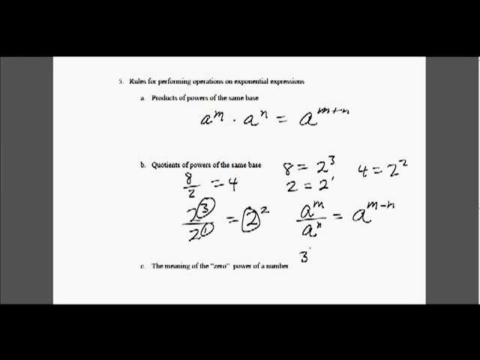If I have this quotient, 3 to the 4th power divided by 3 squared, I can write this in expanded notation. This is 3 times 3 times 3 times 3 divided by 3 times 3. I can now cancel these 3's. 1 goes in place of each of those. And now that quotient becomes 3 times 3 divided by 1, or 3 squared.